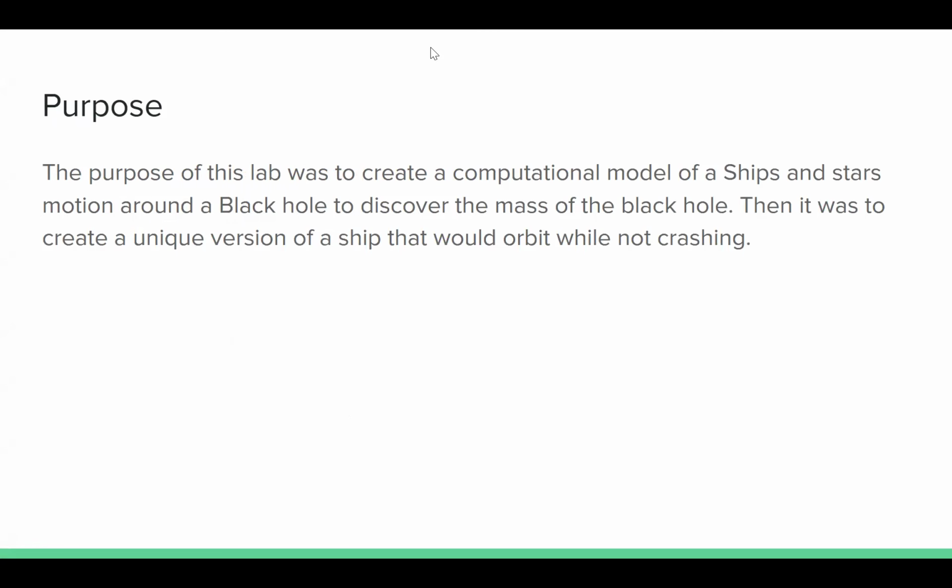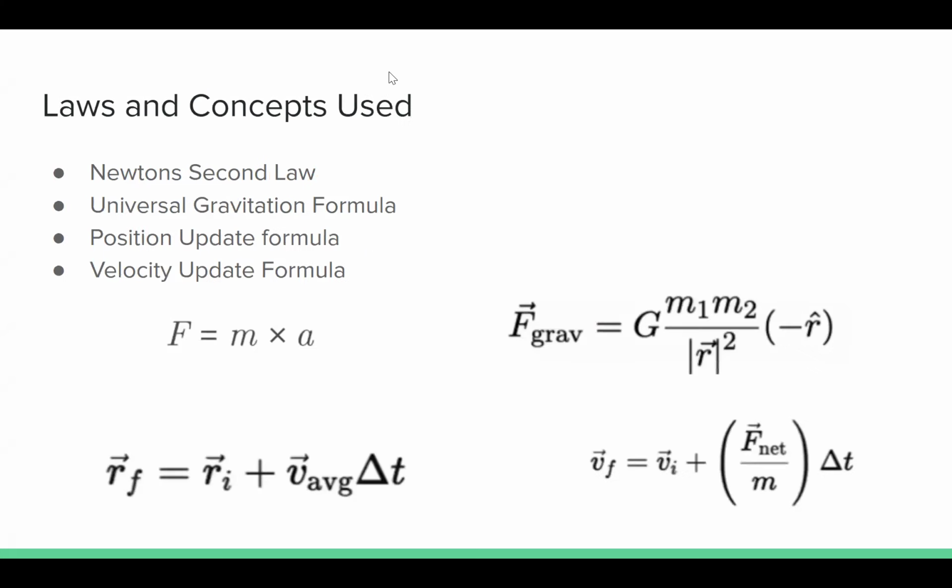So the purpose of this lab was to create computational models of ships and stars that move around a black hole, with the goal of discovering the mass of that black hole. And then what we wanted to do with that was create a unique version of a ship that would orbit around it, but not crash into the moon.